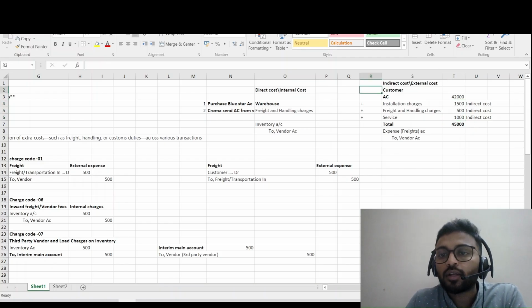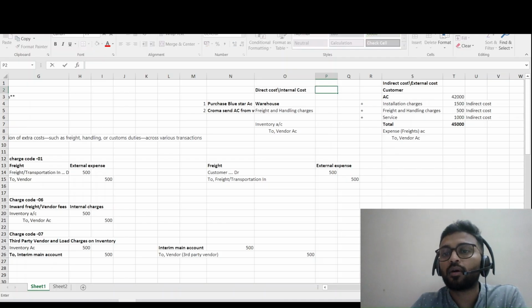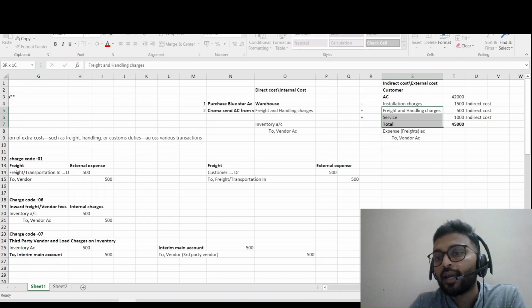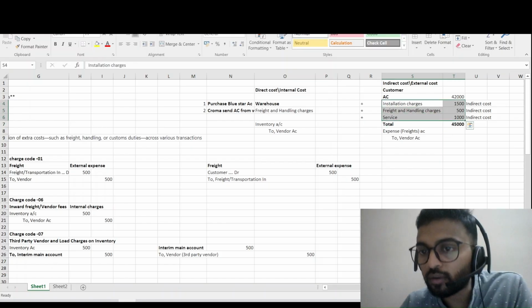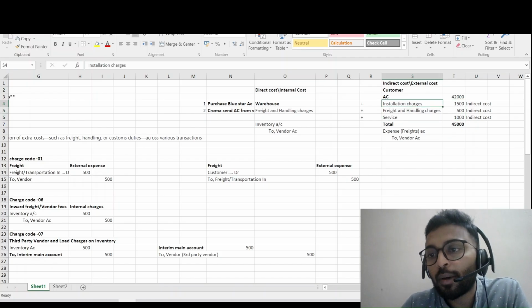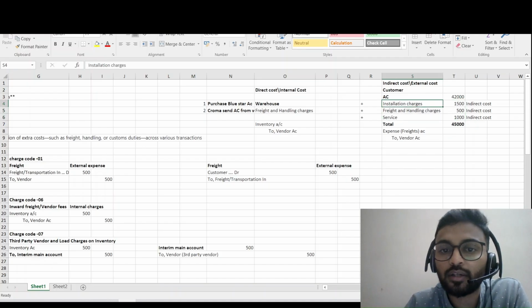But suppose I am Croma, right? So the customer will buy the AC from me. So these charges are borne by the customer. So that is my external charges.